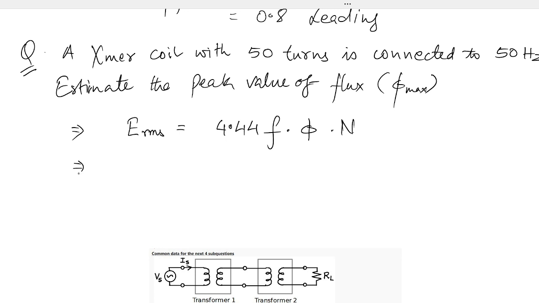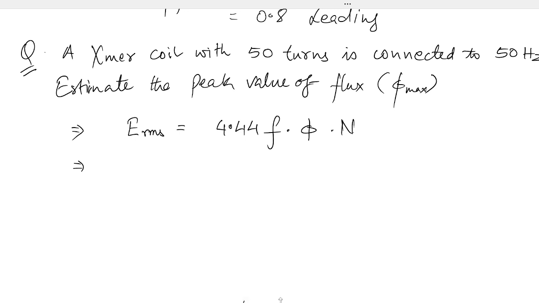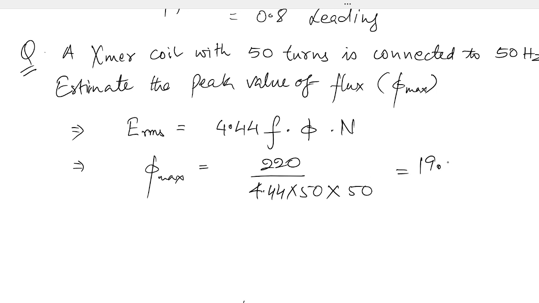From here, 0.019. Yes, right, 19.8 milliweber. So phi max is equal to 220 upon 4.44 into 50 into 50, which is 19 point something, approximately 19 milliweber.